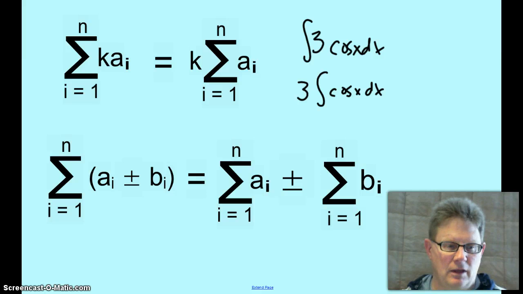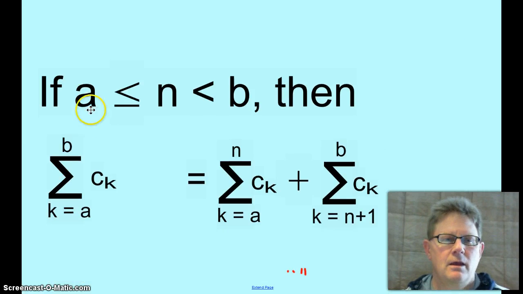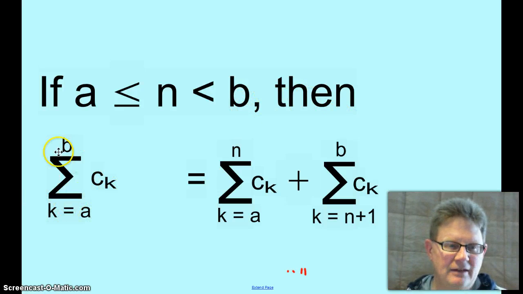There's another property that happens with summation. If a is less than or equal to n, which is less than b, then the summation from a to b can be separated into the summation from a to n and then from n plus 1 to b. That's another cool property, and we've done that already at least once in your homework this past week. Alright, let's move along.